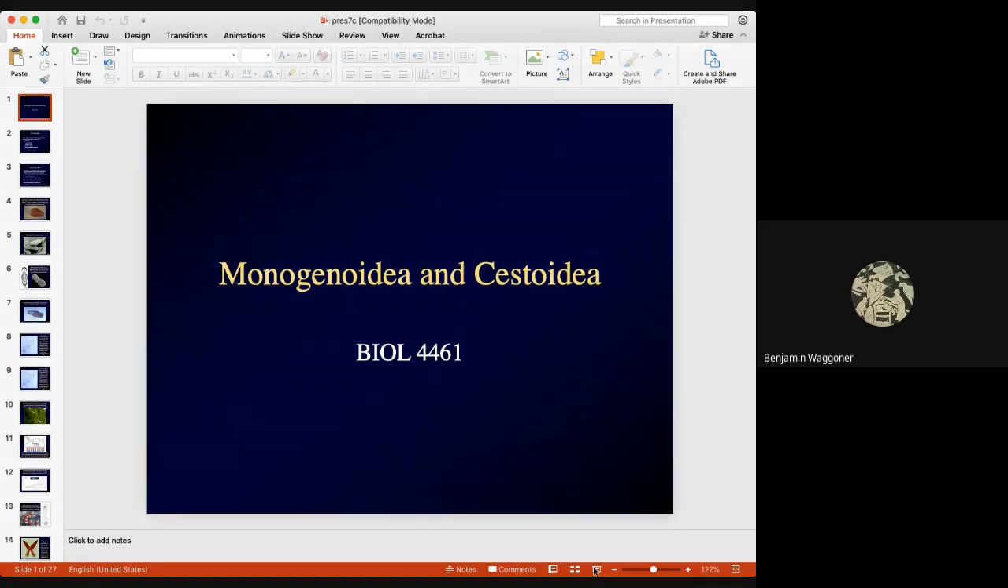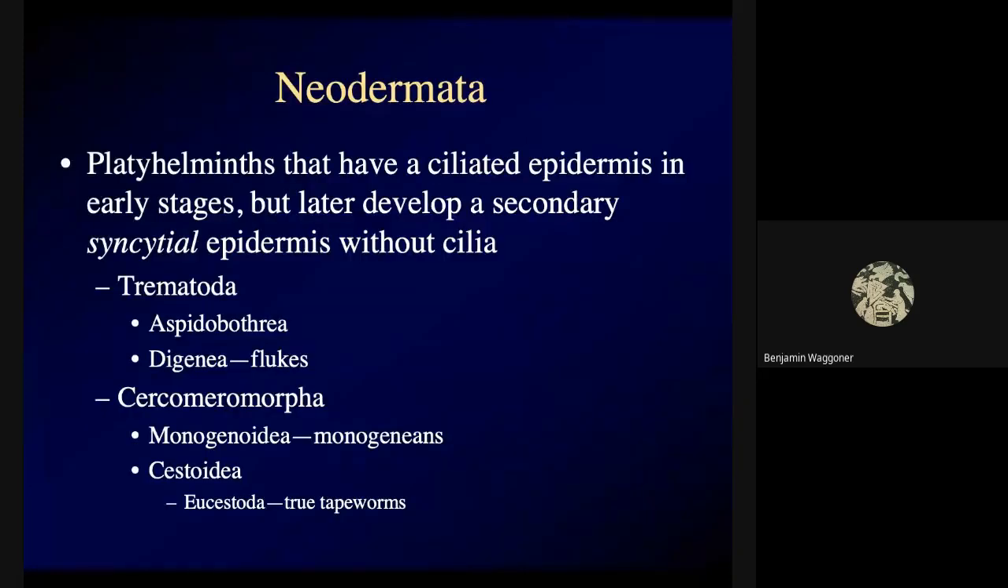We'll pick up with tapeworms on Monday, but in the time that we've got, we'll cover monogeneans. We've already talked about Trematoda, the flukes or the Digenea, and then the Aspidobothria are those weird things with shields on their bellies. Cercomeromorpha is monogeneans, and Cestoidea includes the true tapeworms plus a couple of other things.